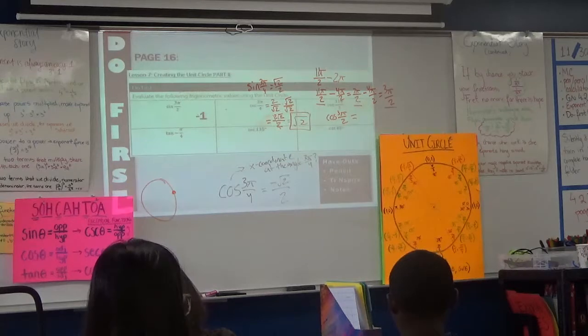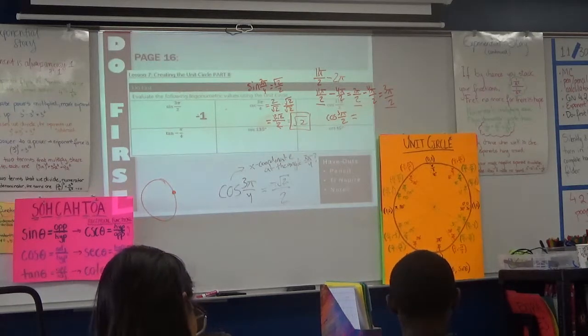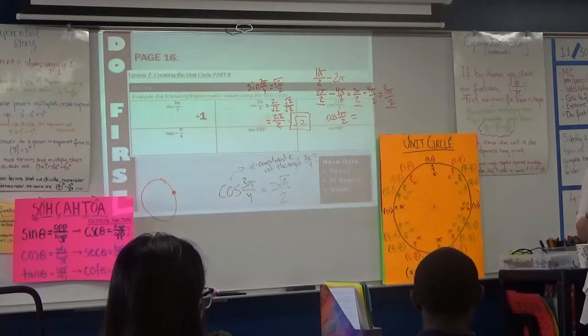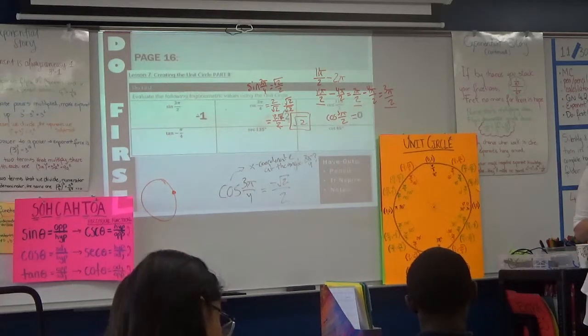Find the x. Diamond, what did you find? What's x down there at 3 pi over 2? 0. Okay?